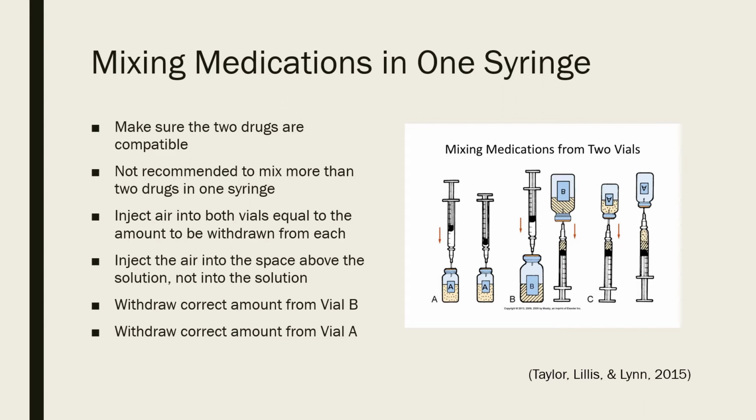And then you're going to inject the air into vial B, and then you're going to turn it over, and you're going to withdraw the correct amount from vial B into the syringe, and then you're going to take that out, and you're going to put your needle into vial A and withdraw the correct amount from vial A.